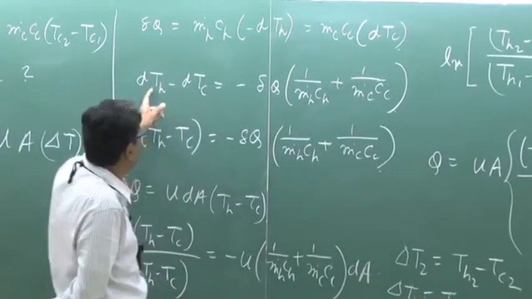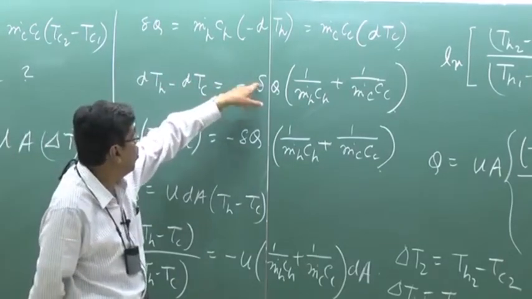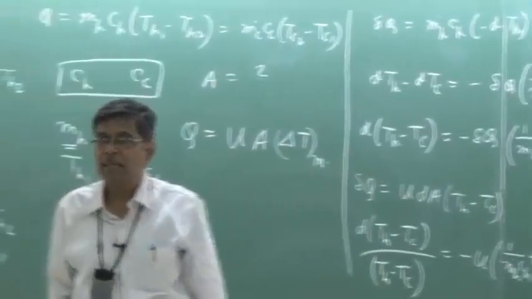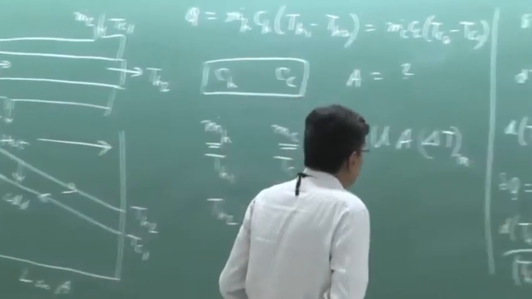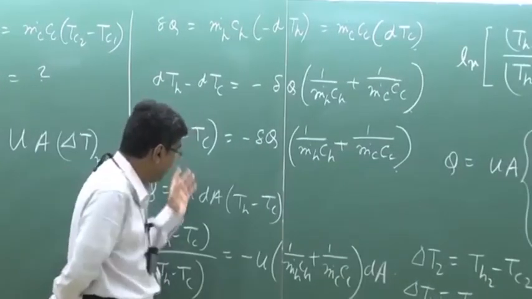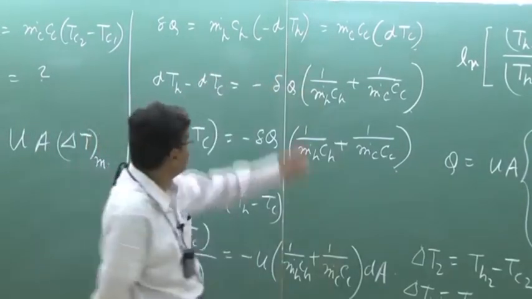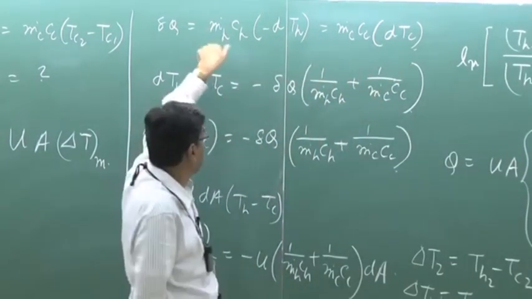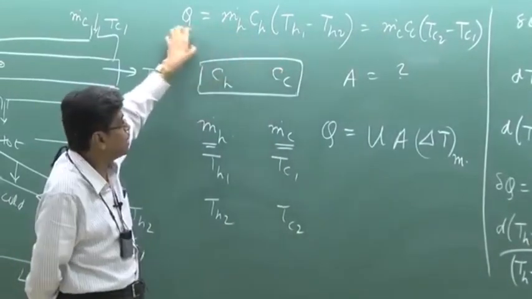So therefore, dTH minus dTc will change, which will be dQ times (1 by m dot c Cc minus 1 by m dot h Ch). Accordingly, you can find out that there will be changes, just only changes here. Very simple. That means this equation will have minus dTH and minus dTc. And if you integrate this, you will get the same result. This is clear because this is an energy balance, and all are scalar quantities.